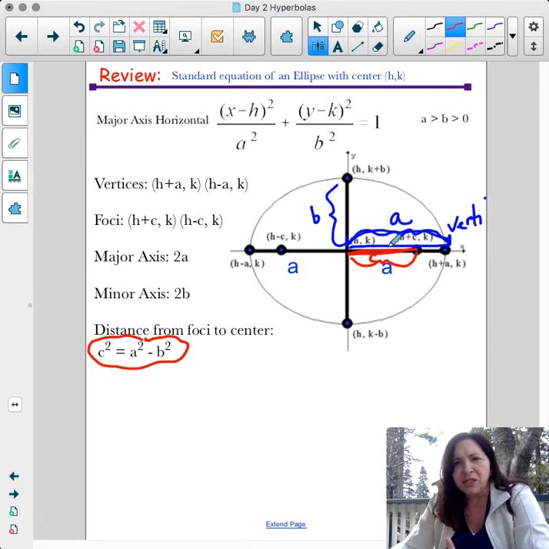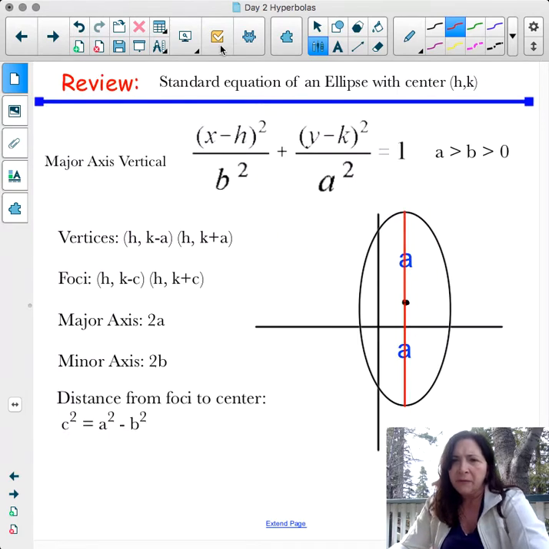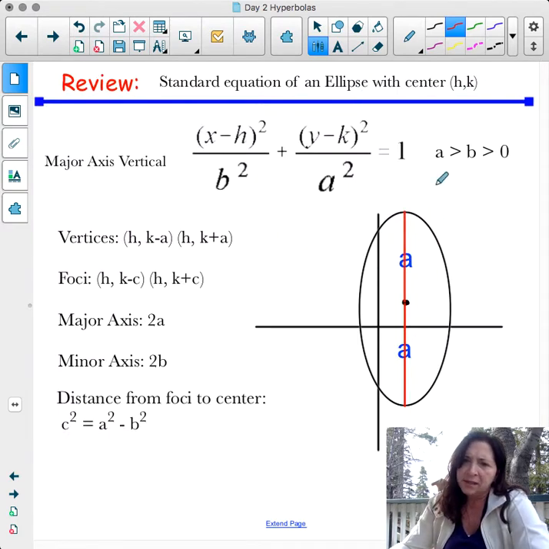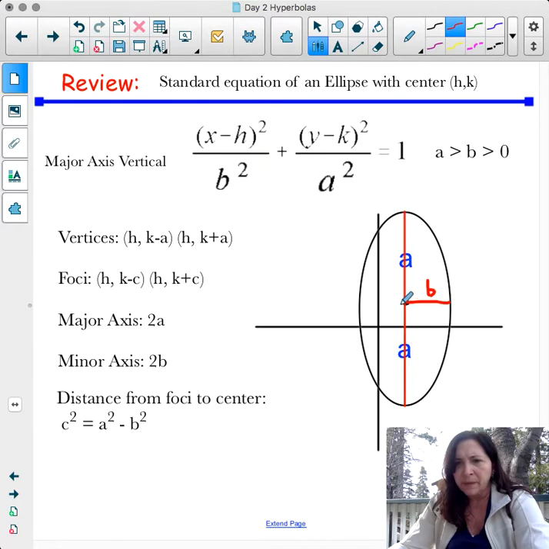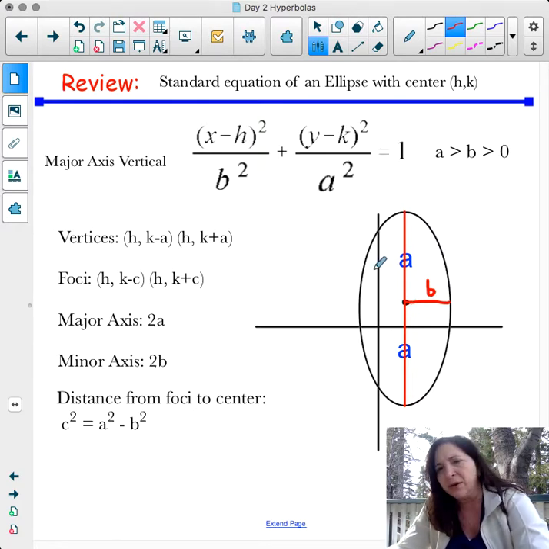So this is the equation of my ellipse with the center at (h, k), but my major axis is on the X-axis. But if my major axis is on the Y-axis, you'll notice that my A coordinate is now underneath the Y value. And my B value, which would be this distance here, is a smaller axis. So that's my minor axis.